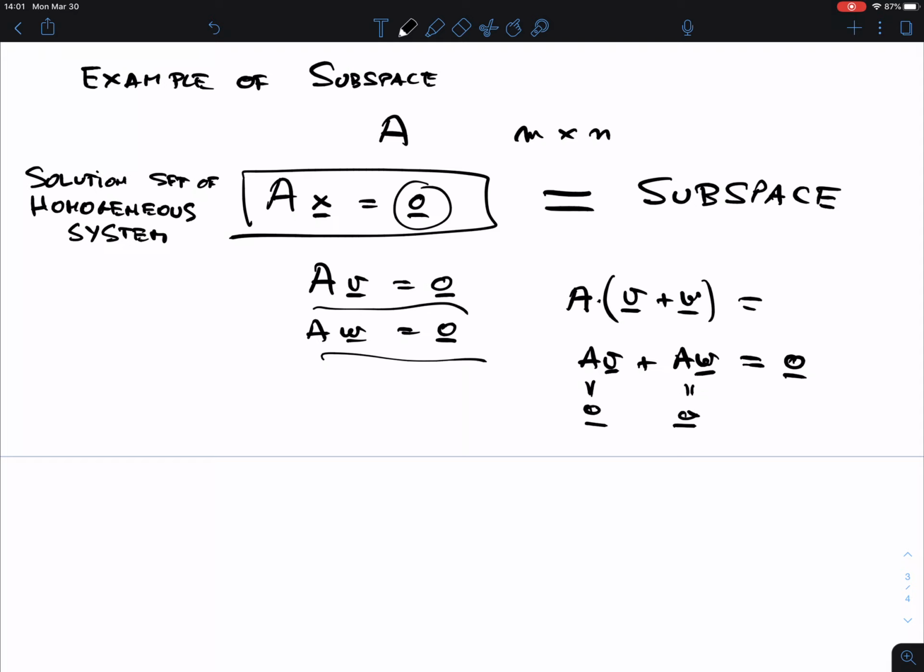Okay, so this shows you that we have a very important subspace that we can get. Any matrix, if you look at it as the coefficients of a homogeneous system of equations, and I have emphasized homogeneous, then you get a subspace. If the system is not homogeneous, you don't get a subspace. So it has to be homogeneous.